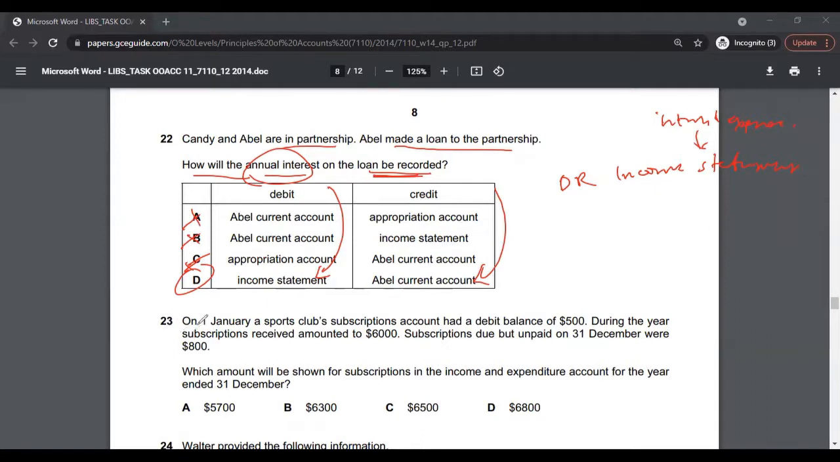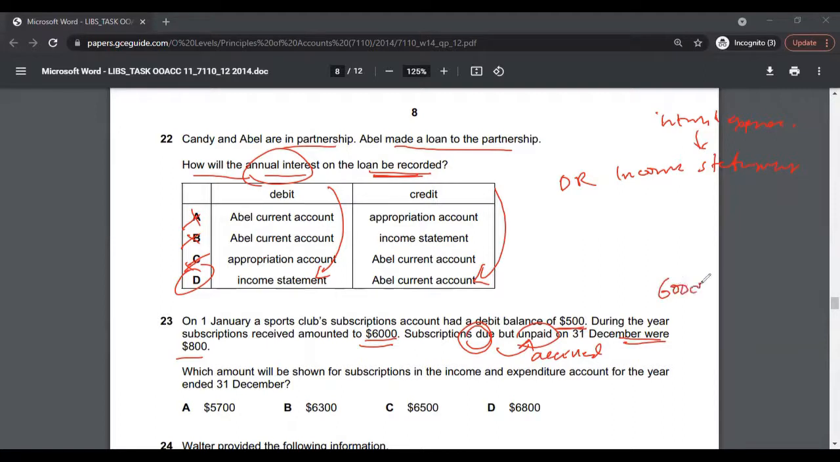Multiple choice 23. On 1st January, a sports club subscription account had a debit balance of $500. During the year, subscriptions received amounted to 6,000. Subscriptions due but unpaid, so they are accrued, on 31st December were $800, right?